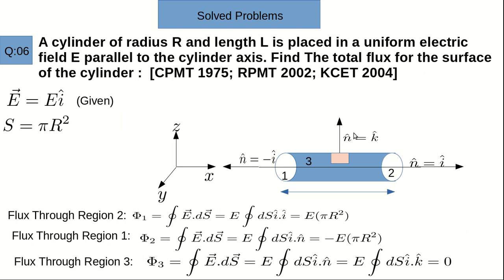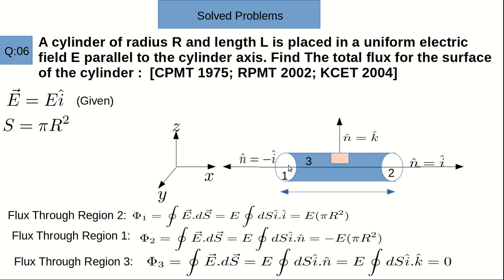Let's have a look at the other example. Here we have a cylinder of radius r and length l, which is placed in a uniform electric field E, which is parallel to the cylindrical axis. So here we have a cylinder, and the x axis is the cylinder axis, and the electric field is also along the x direction, that is, along i cap. So i cap is the unit vector along the x direction. So this is the pictorial scenario.